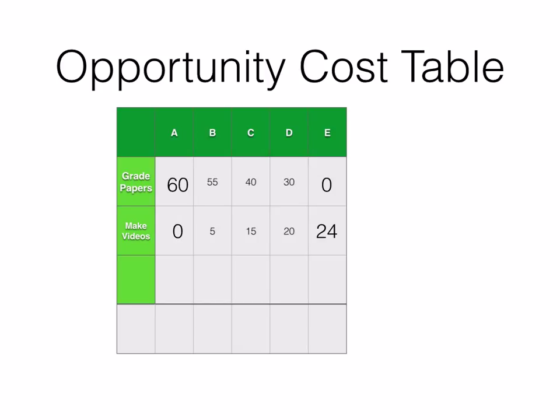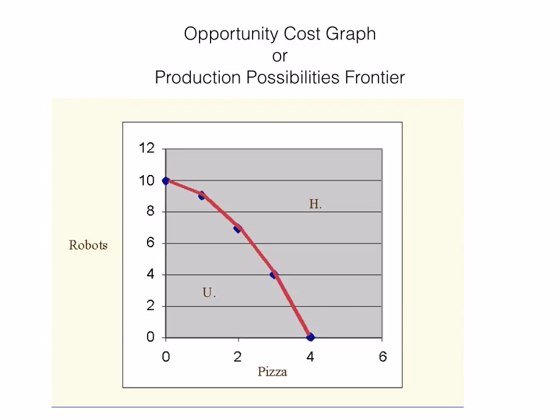The question would look like this. What is the opportunity cost of making 20 videos? The opportunity cost of making 20 videos is what I'm giving up. Well, I'm giving up 30 papers. Okay? So, what does this look like in a graph? Because we love graphs, because this is a very visual course.